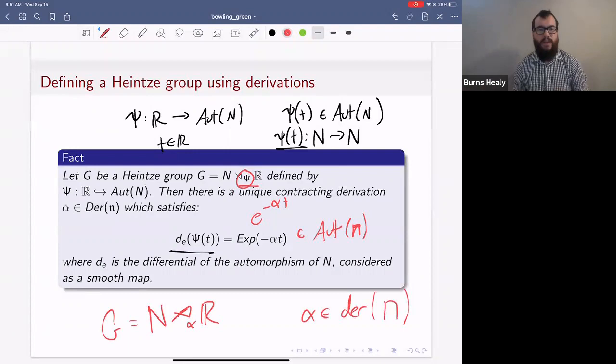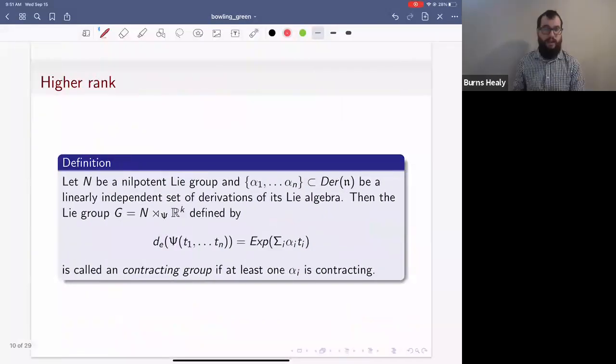Okay. So that is going to be our starting place for defining these higher dimensional extensions. When I say extension, I'm thinking about N being extended by R here. So I want to define a new class of groups that are extensions by higher rank abelian Lie groups. Okay. So let's do that now. Now I want N to be a nilpotent Lie group. And now, instead of just one derivation, I want to take some finite number of derivations.